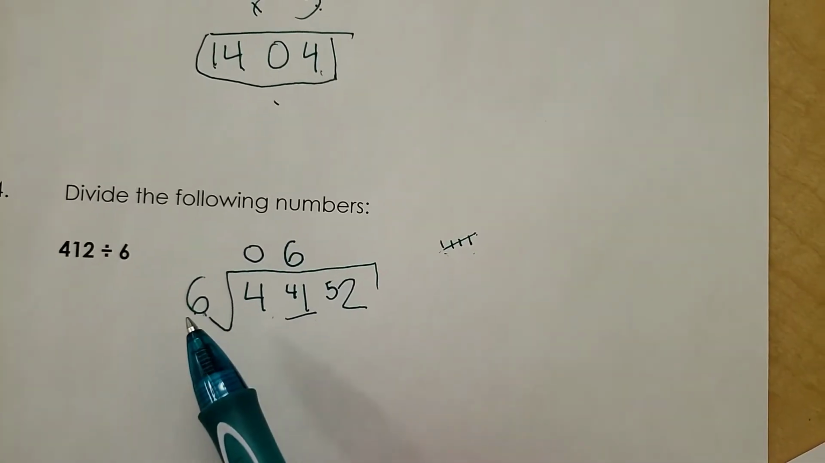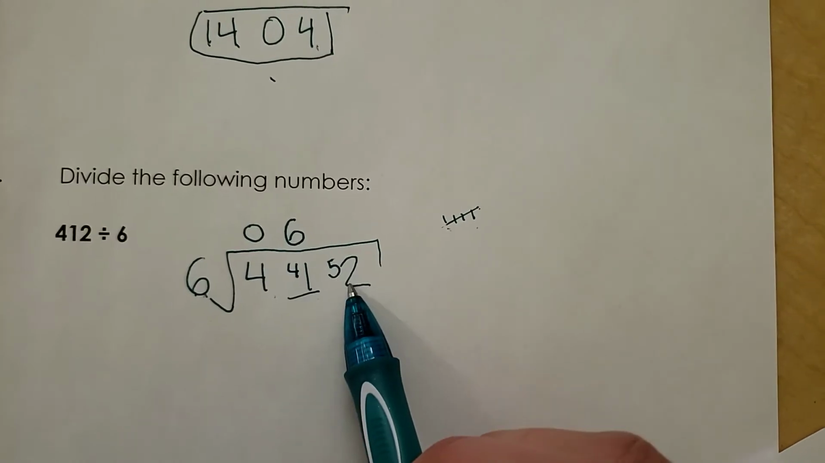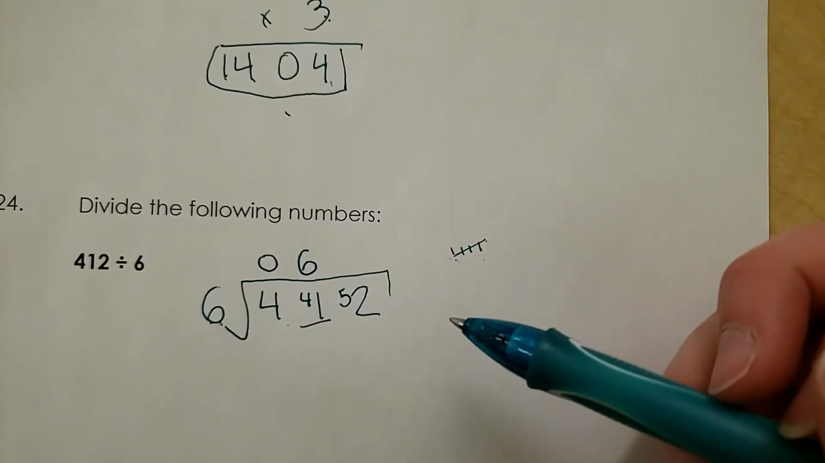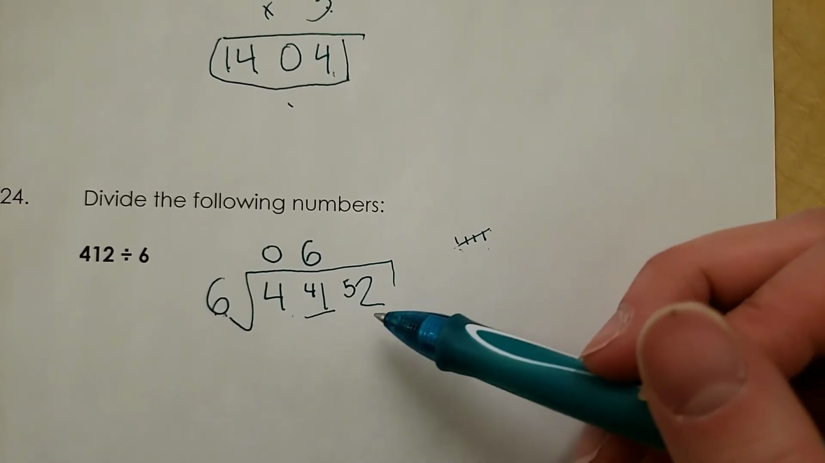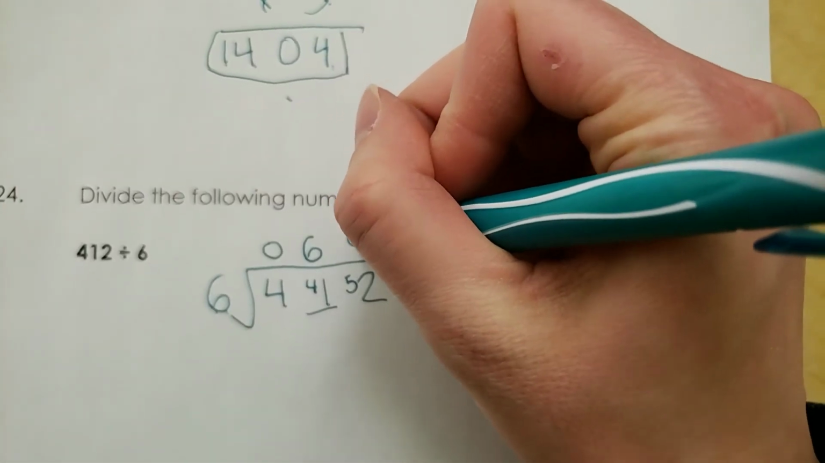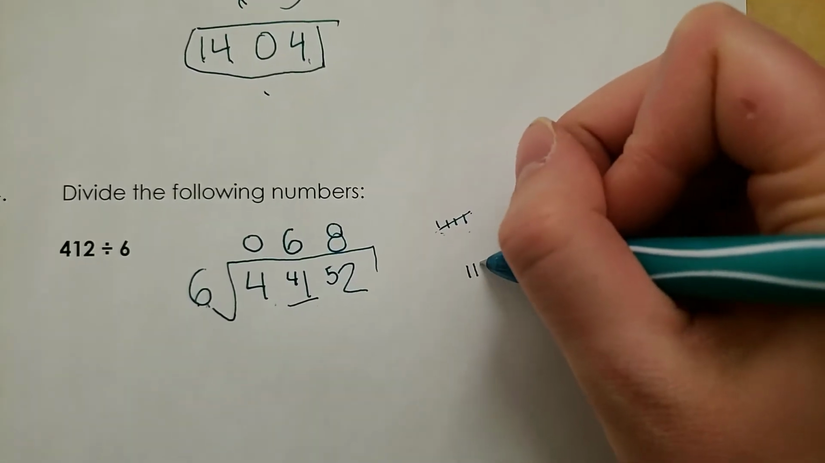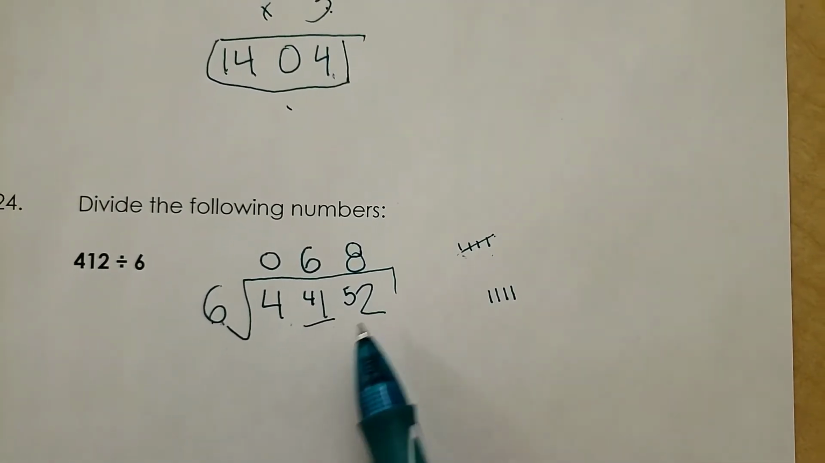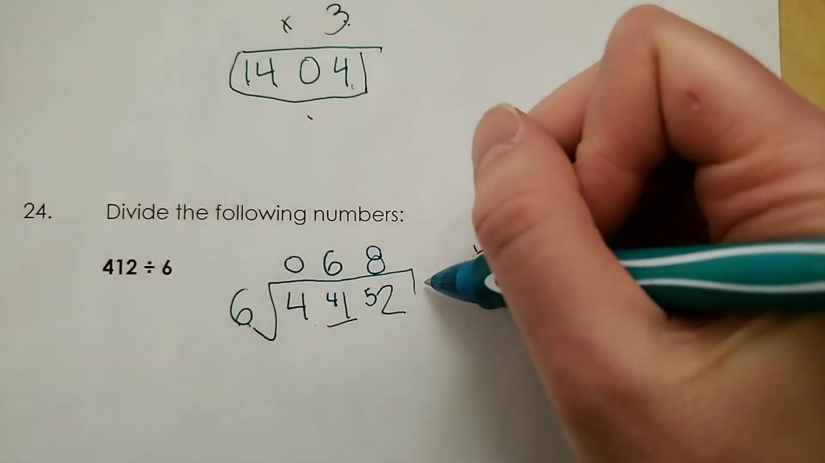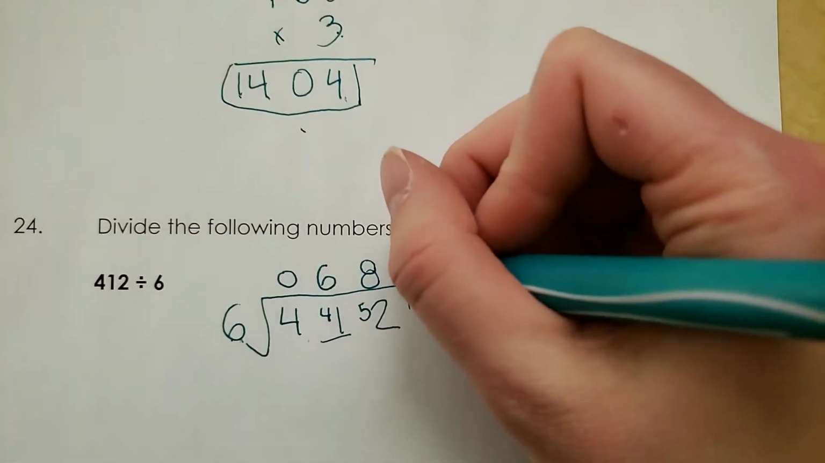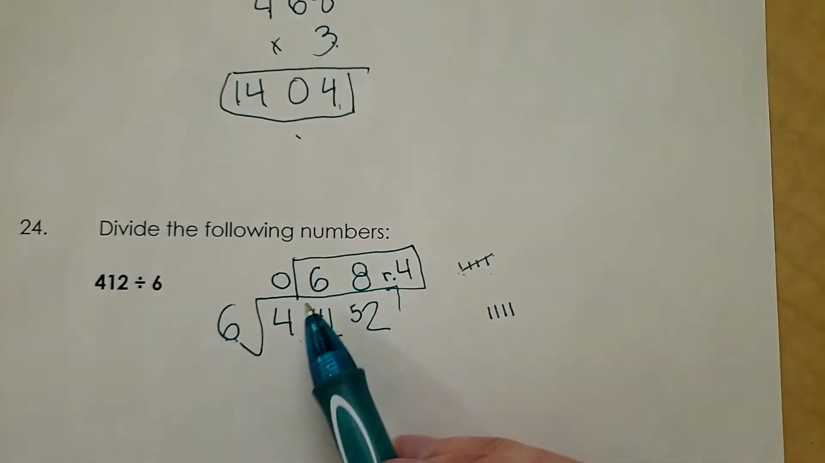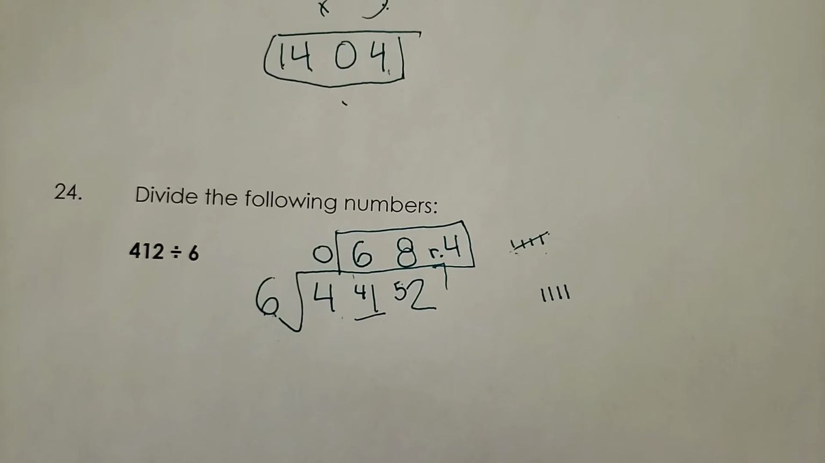Then how many times can we skip count by 6 till we get to 52? It would be 8 times. 6 times 8 is 48. 49, 50, 51, 52. And you can use a multiplication chart if you need for that part, but that means there's 4 left over. There's no more numbers over here, so that turns into our remainder. So our answer is 68 remainder 4 for that.